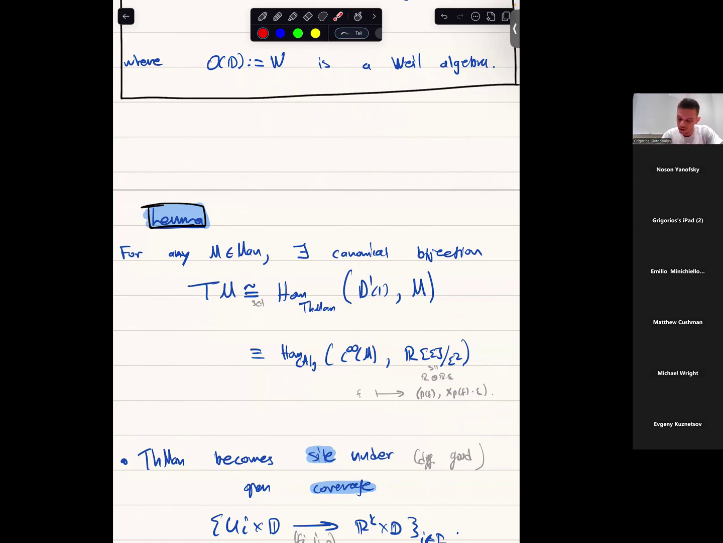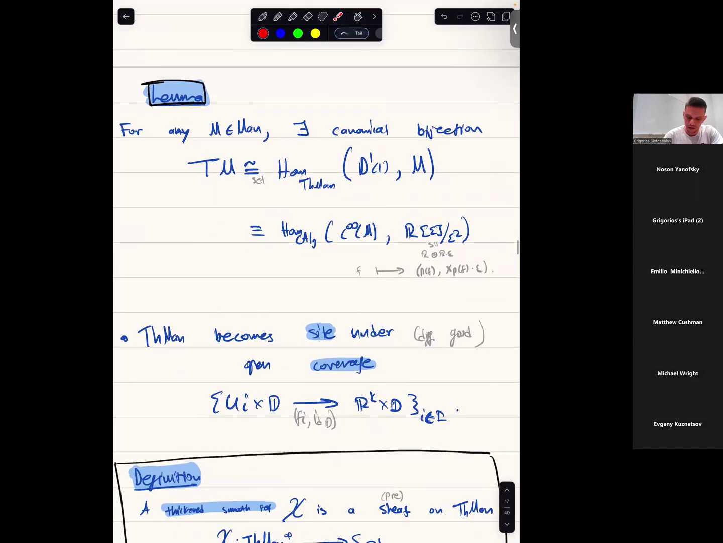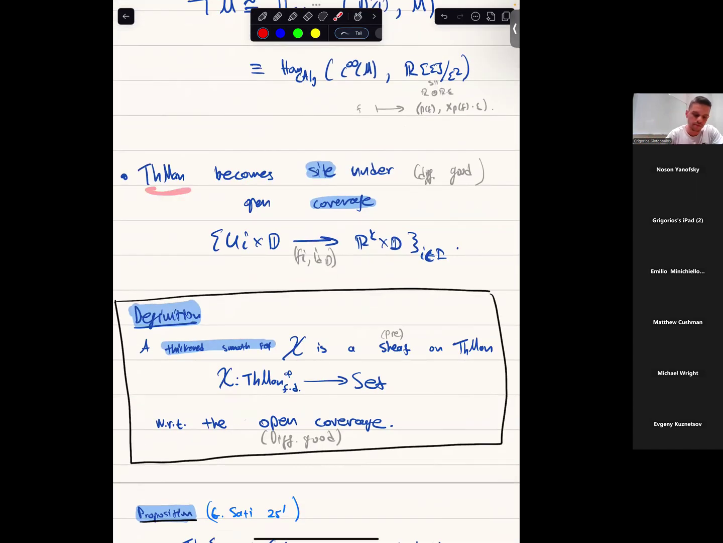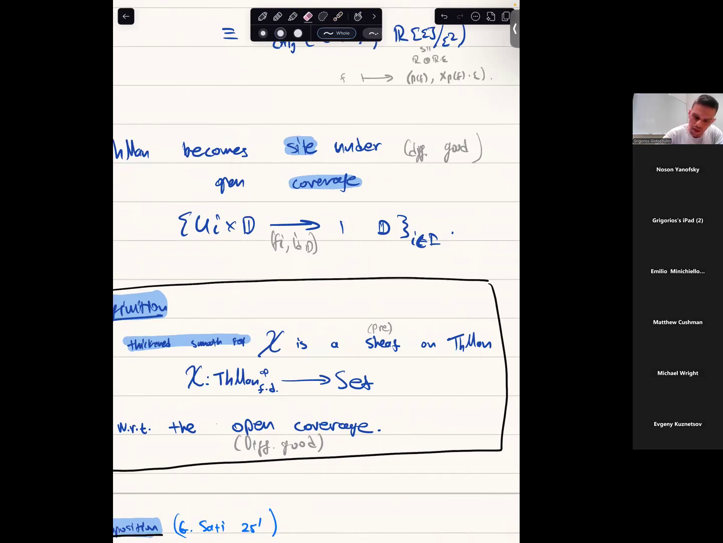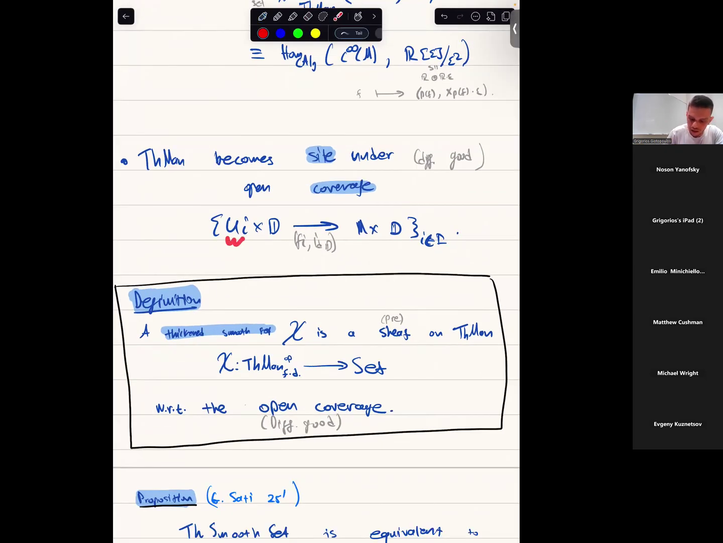So that makes completely rigorous this intuition of having some kind of infinitesimal object that maps out of it to detect tangent vectors. Furthermore, this category of thickened manifolds becomes a site under this differentiably good open coverage, which is precisely the coverage that we had for manifolds. We take open coverages on the finite parts, but then just identity on the products with infinitesimal spaces, i.e. there is no topology to be seen on infinitesimal objects. That's the intuition behind it.